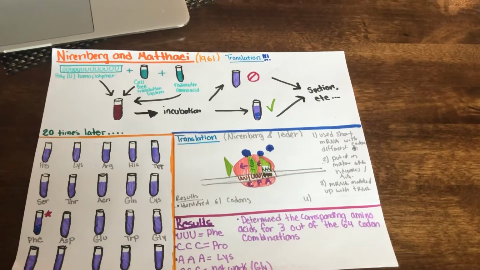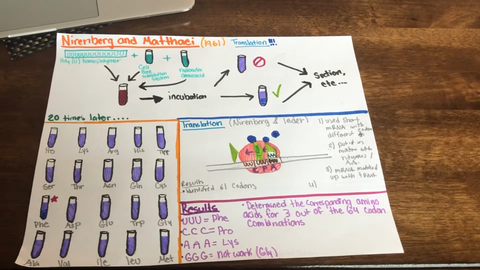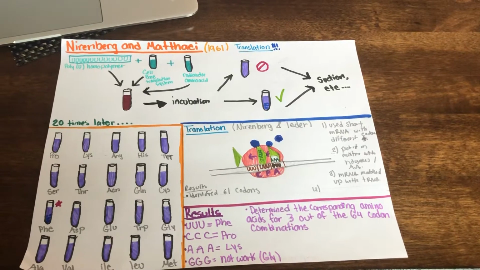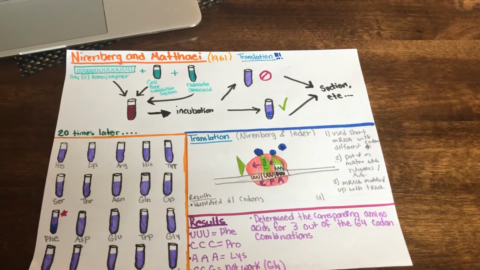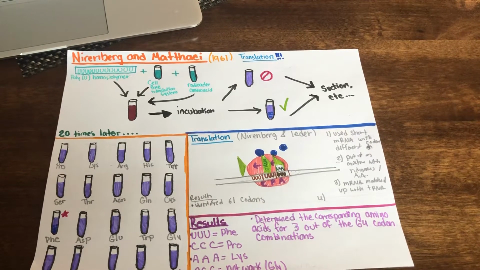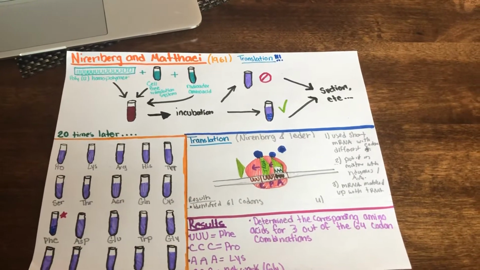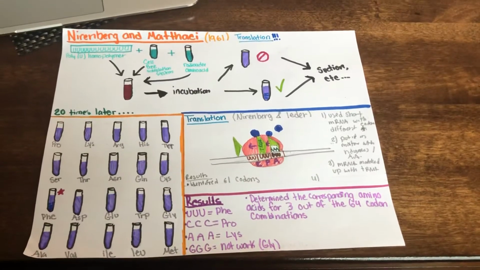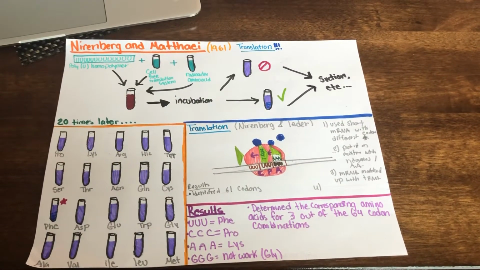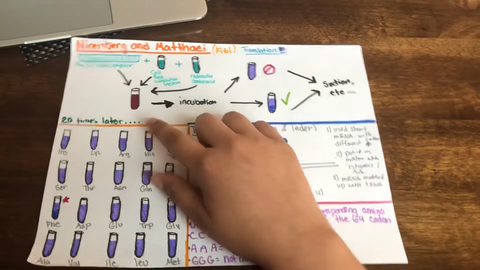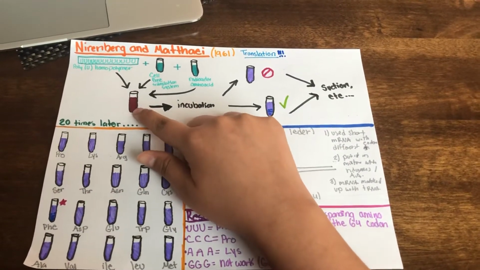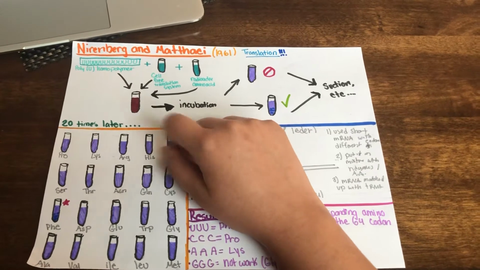So here I have this little diagram to explain the Nirenberg and Matthaei experiment that was done in 1961. The premise of this experiment was to use homopolymers for U, C, G, and A to try and figure out the corresponding amino acid to those codon sequences. And so they started off with this test tube right here, and it had three different components.